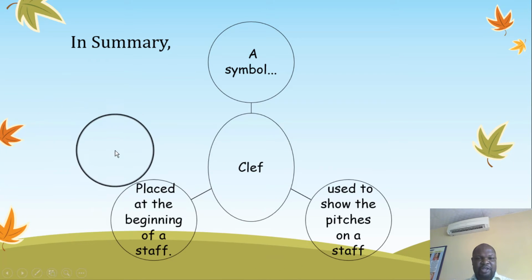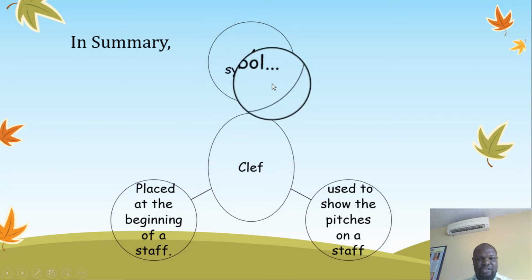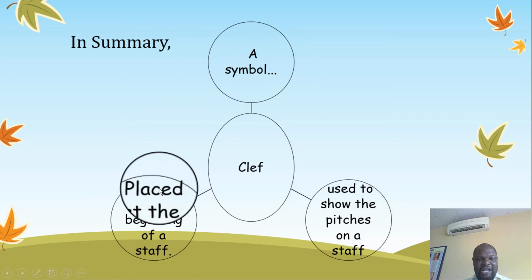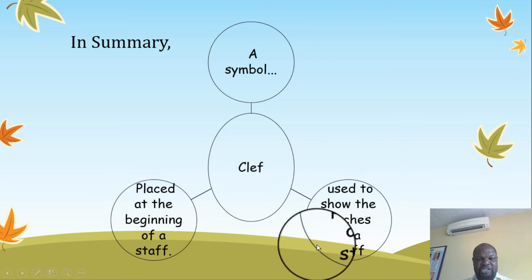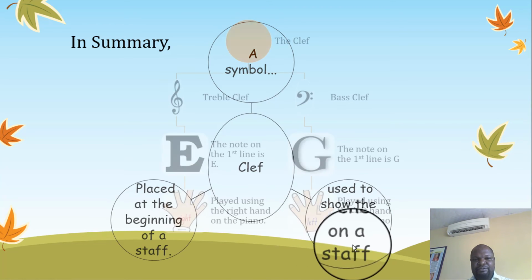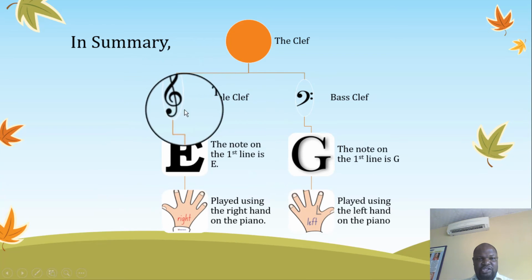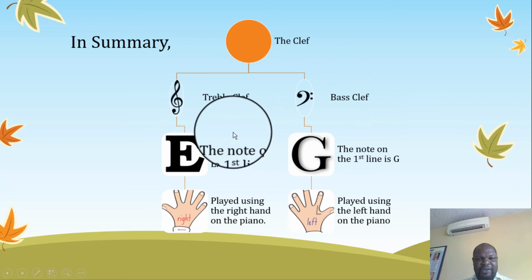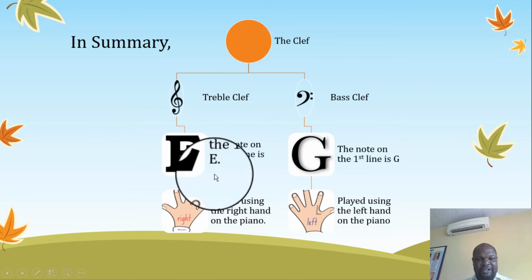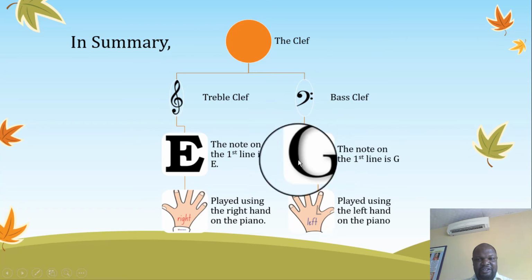So in summary today, we have been able to take a look at the clef. We said the clef is a symbol that is placed at the beginning of a staff, and that the clef is used to show the pitches on a staff. We said there are two types of clefs. The first one is the treble clef, and the second one is the bass clef. We said the first note on the first line of the treble clef is E, while for the first line of the bass clef it is a G.